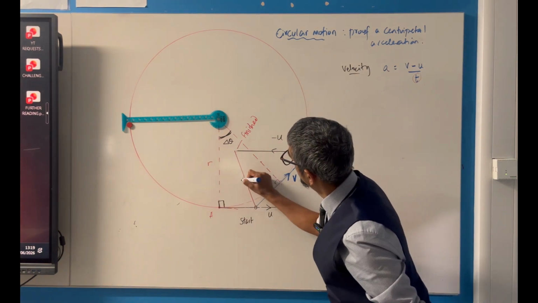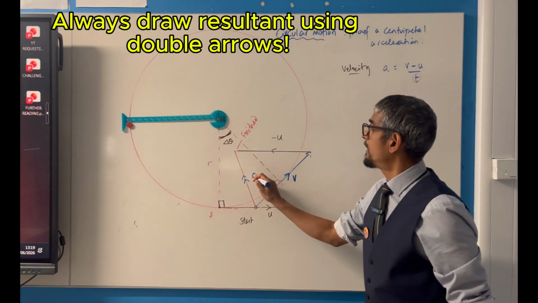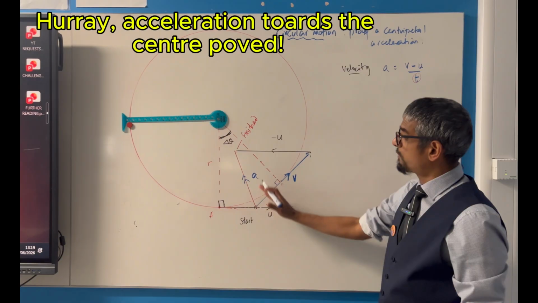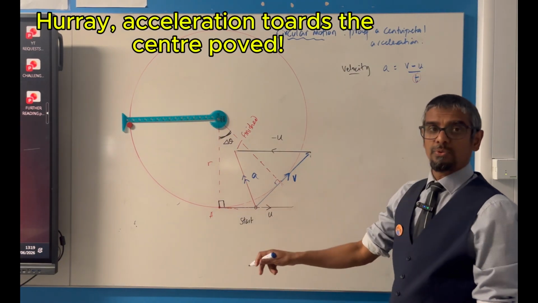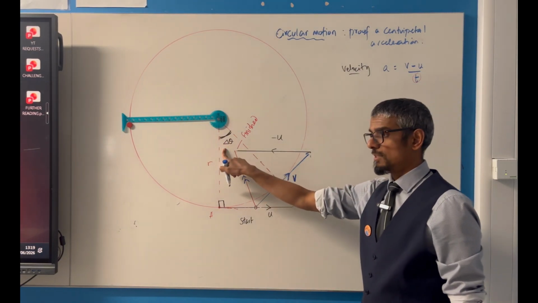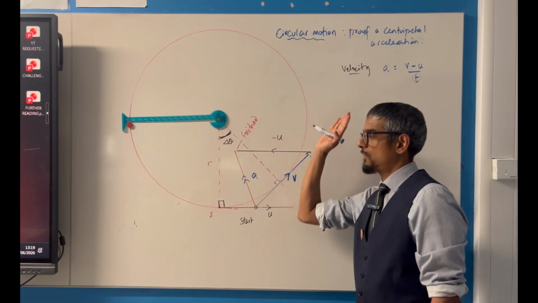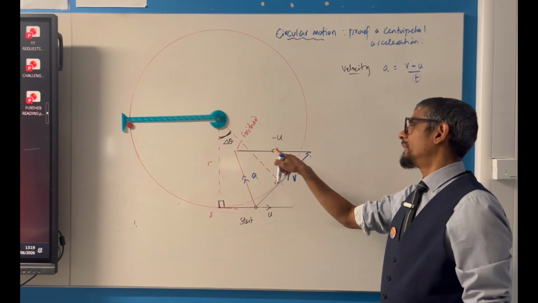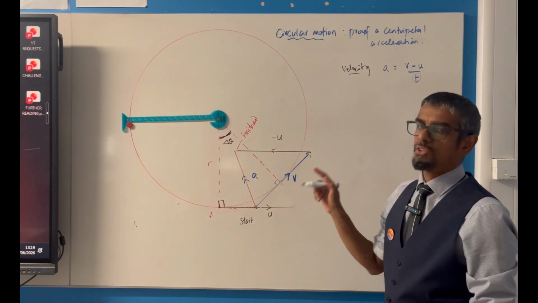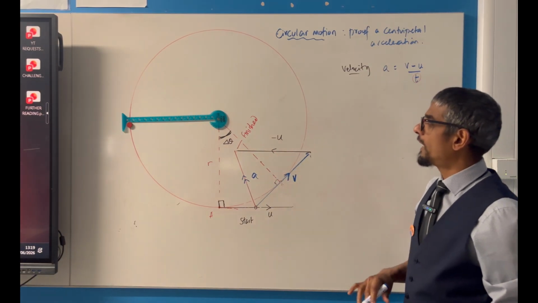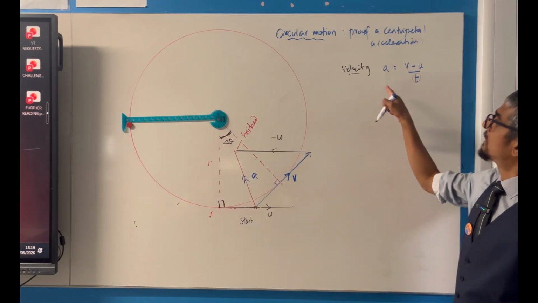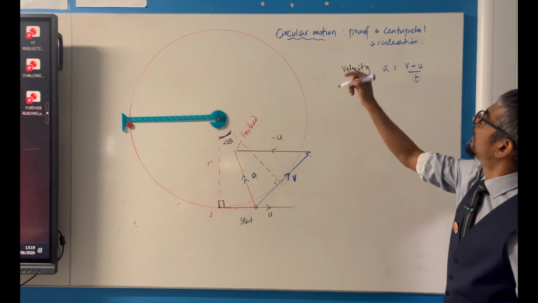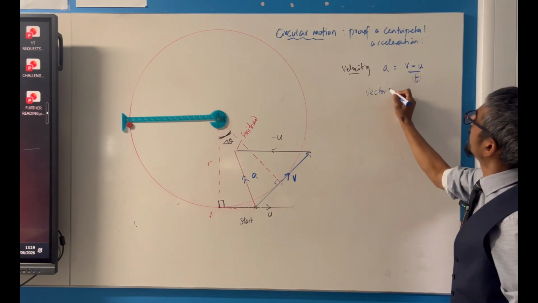And look at it. It's actually pointing in towards the center. Just some margin. It's actually pointing towards the center. So this proves that acceleration is towards the center, even though the object is traveling tangentially. And we represent the resultant by double arrows, with the actual initial and final velocity as single arrows. Okay, so I hope that gets your head around centripetal acceleration being towards the center. We have used the principle of vectors to prove that.